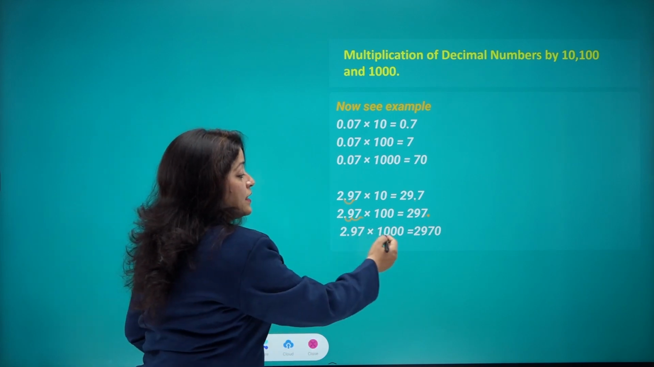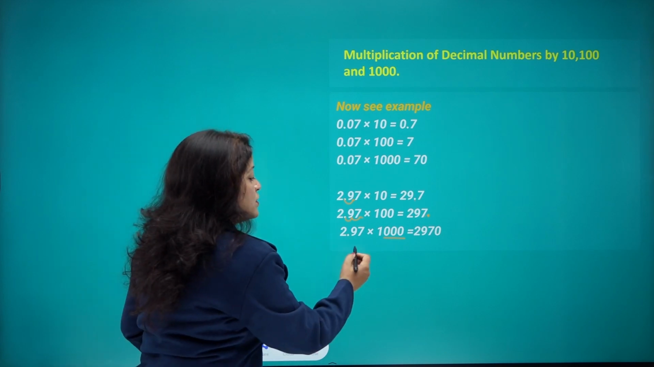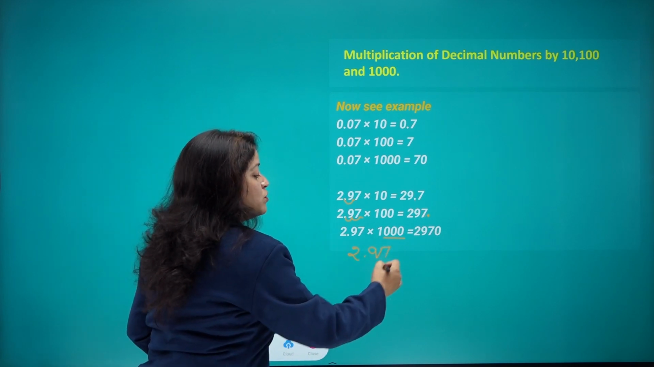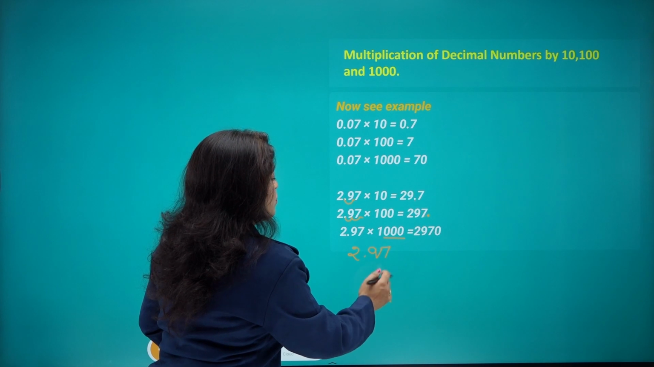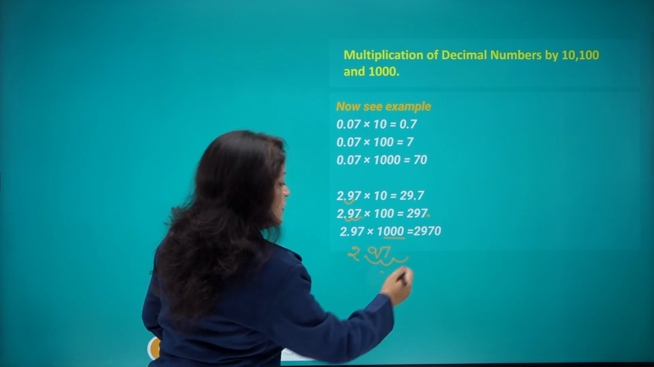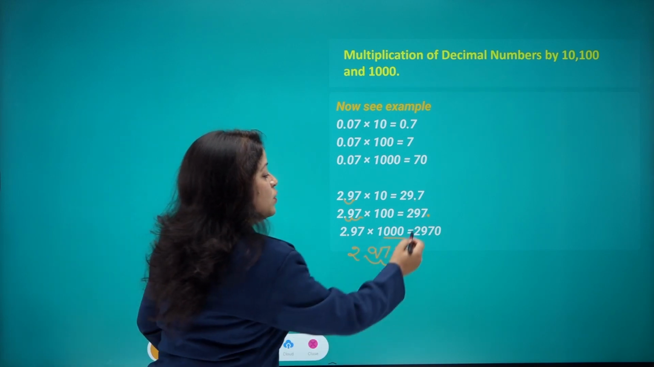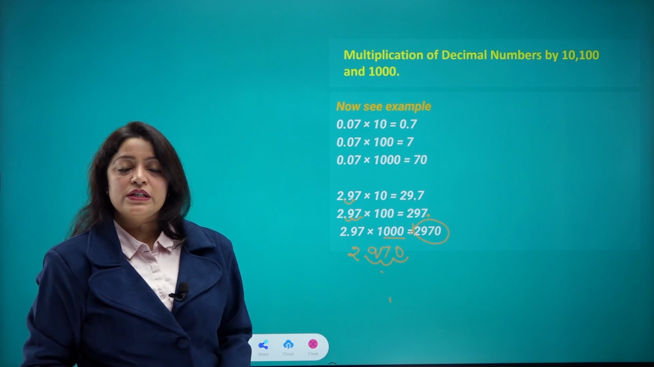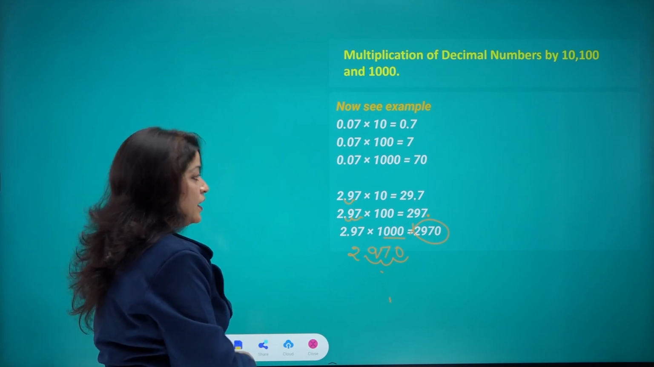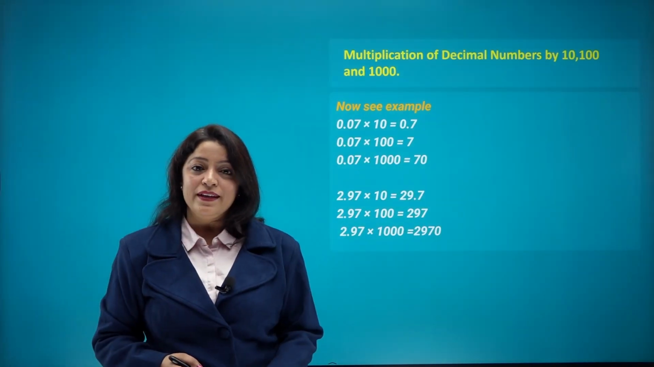Now, 2.97 has to be multiplied by 1000, that means 3 digits. Since in 2.97 there are only 2 digits after the decimal, it will shift 1, 2 and 3 places to the right side. That means one gap will be filled with a 0 and we have 2970 as the answer. So, I hope this multiplication by 10, 100 and 1000 is clear to everybody.